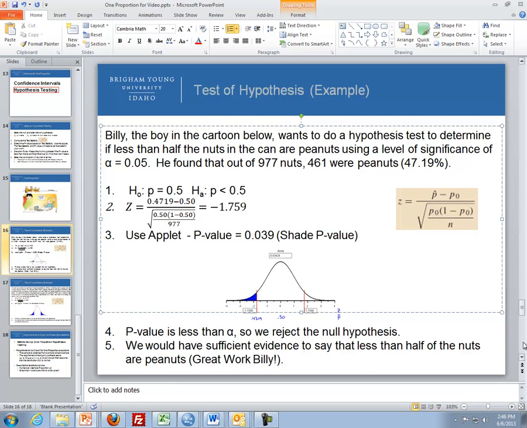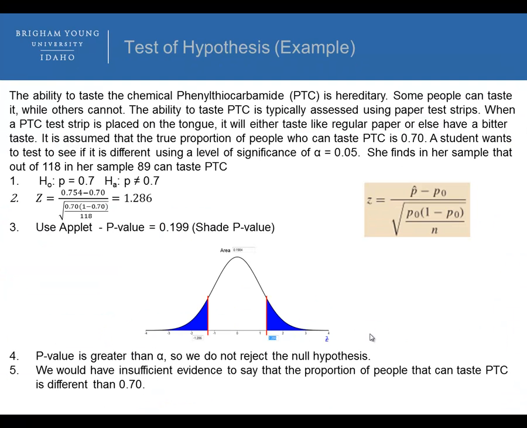Okay, so then one more example. The ability to taste the chemical, I'm not sure how you pronounce this, I'm just going to go with the acronym PTC, is hereditary. Some people can taste it while others cannot. The ability to taste PTC is typically assessed using paper test strips. When a PTC test strip is placed on a tongue, it will either taste like regular paper or else have a bitter taste. It is assumed that the true proportion of people who can taste PTC is about 70%, or 0.70. A student wants to test to see if it's different using a level of significance of alpha equal to 0.05. She finds in her sample that out of 118 in her sample, 89 can taste PTC.